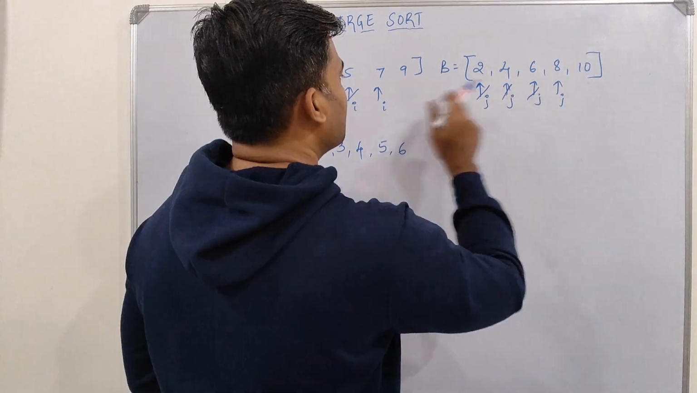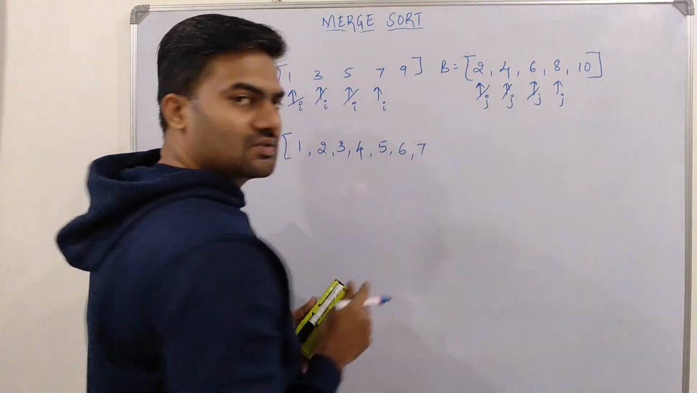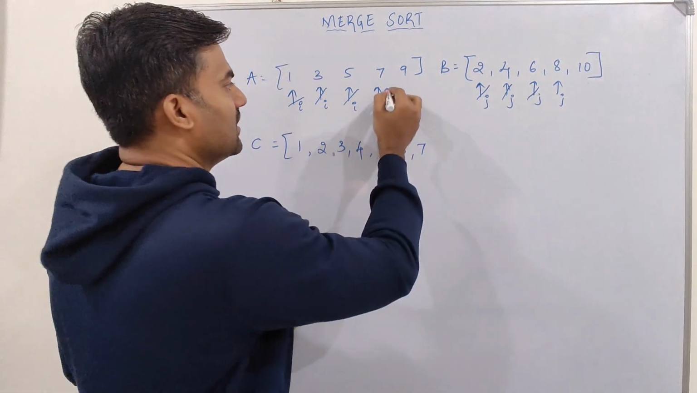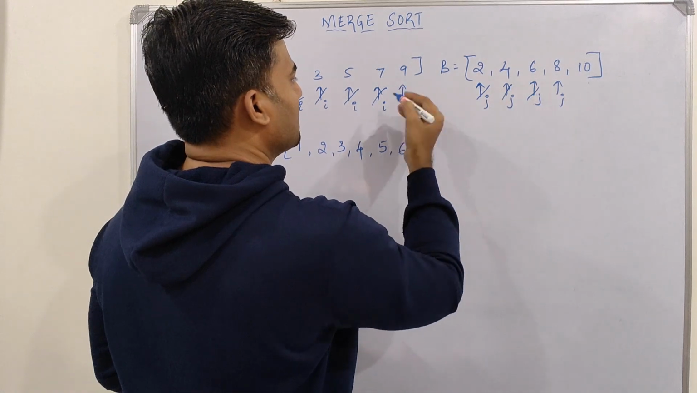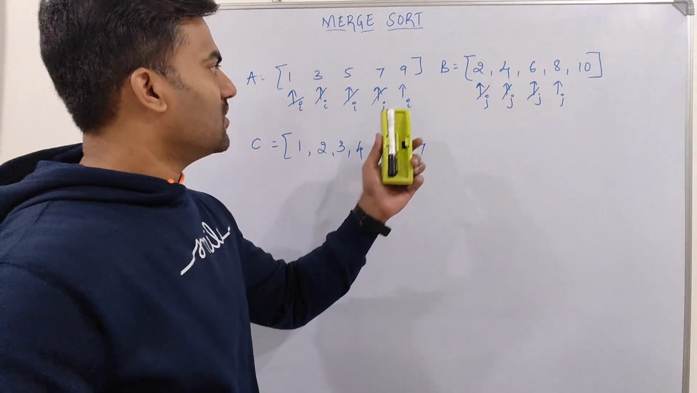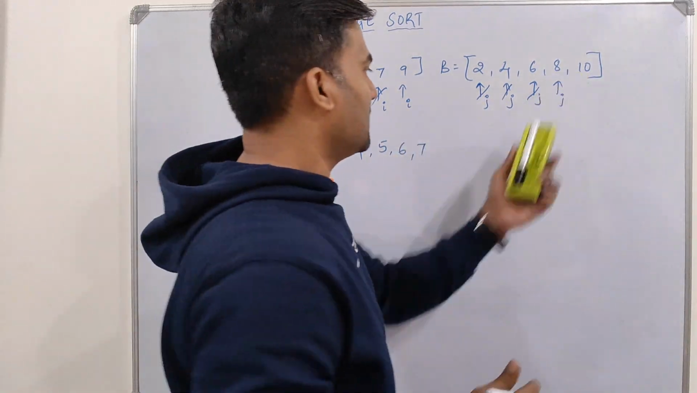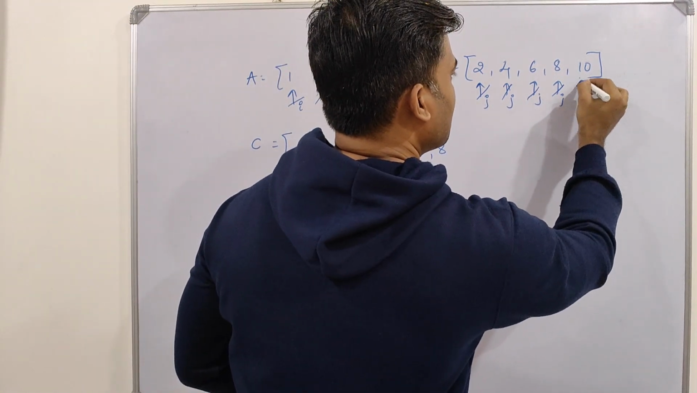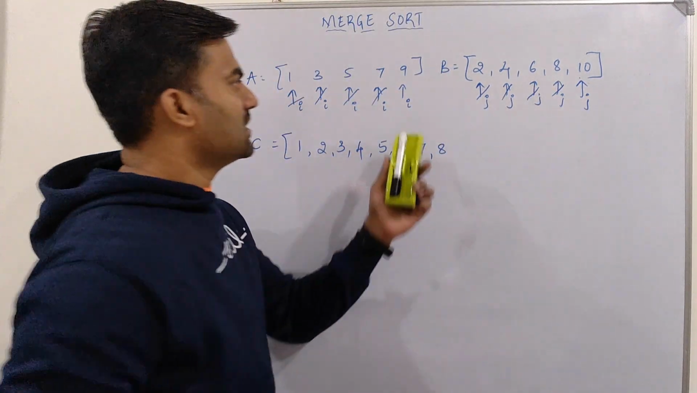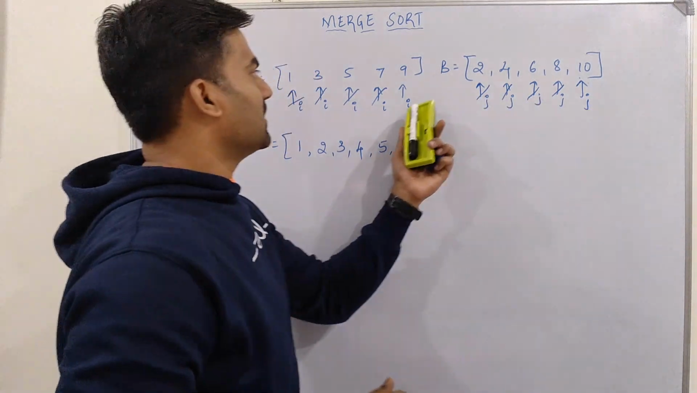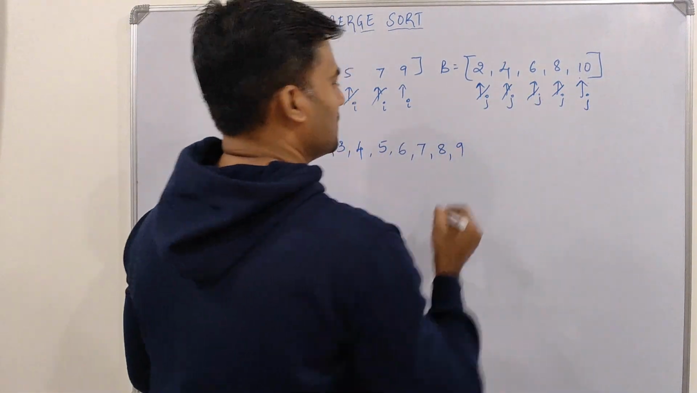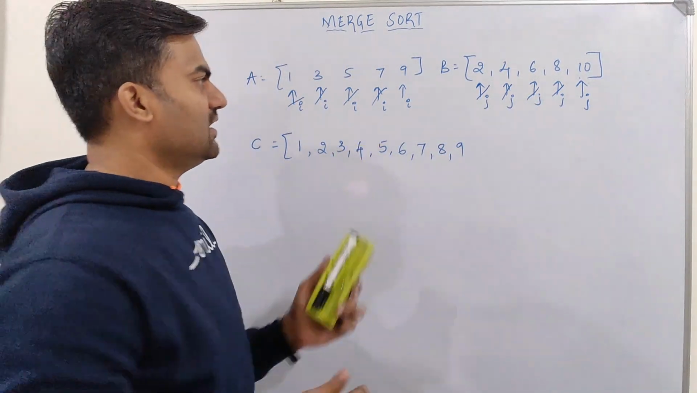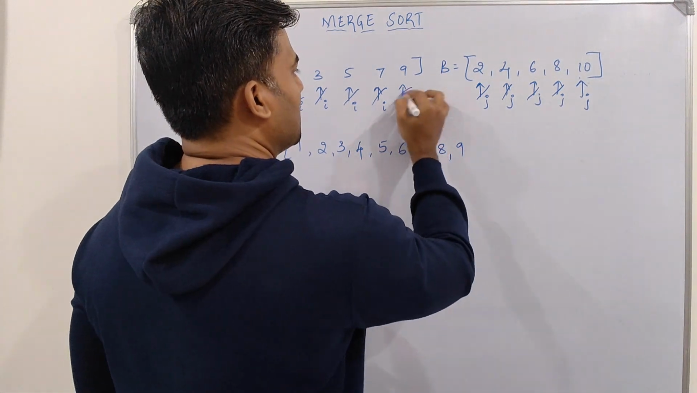Out of 7 and 8, 7 is smaller, so I'll take 7 and increment my I. Out of 9 and 8, 8 is smaller, so I'll take 8 and increment my j pointer. Out of 9 and 10, 9 is smaller, so I'll take 9 and increment.